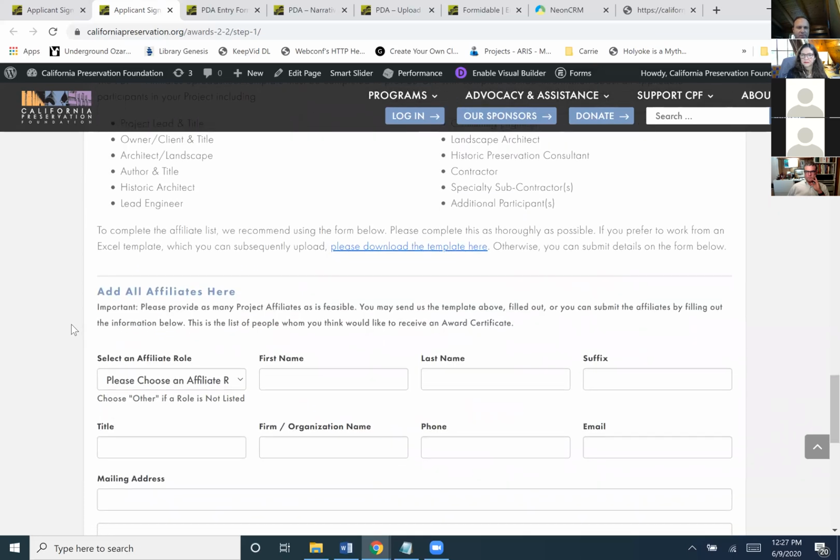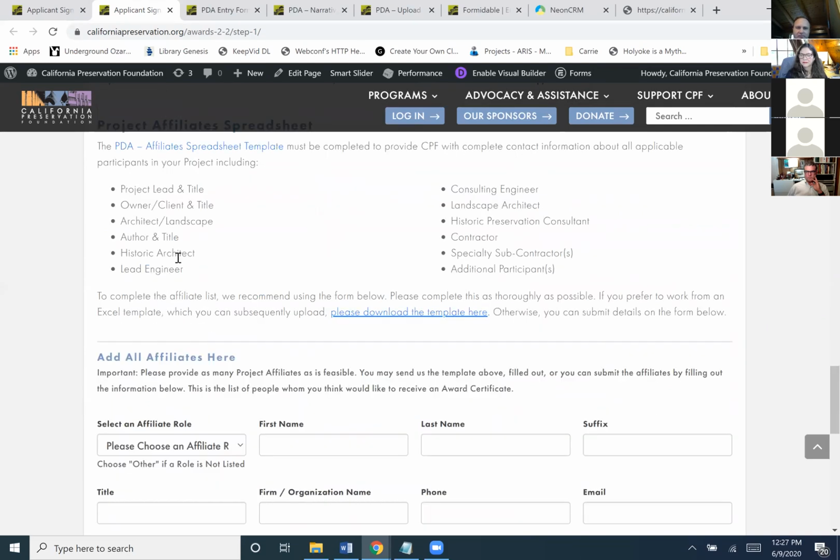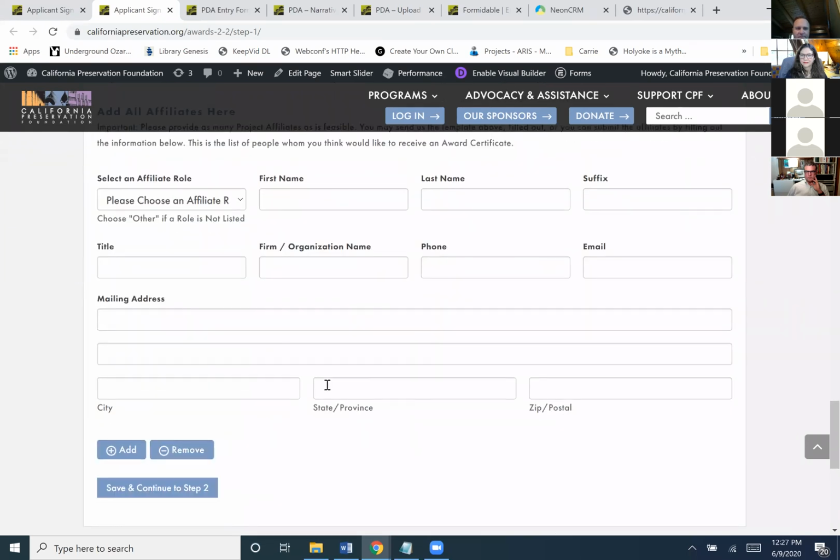Below those 3 principal contacts are the affiliates that Cindy went over. These could include people like the project lead and the owner that you've listed above, but also the author, the historic architect, the lead engineer, consulting engineer. As many people as you can think of and can muster up, please add them below on this form.